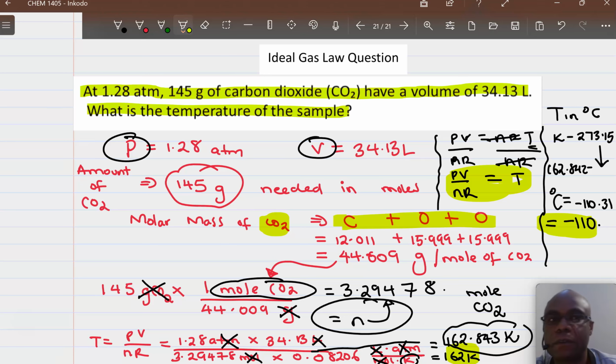So depending on the question, how you're asked, that's how you do the math. Okay? If you need the answer in degrees Celsius, I've shown you how to. If you need it in Kelvin, you stop there.